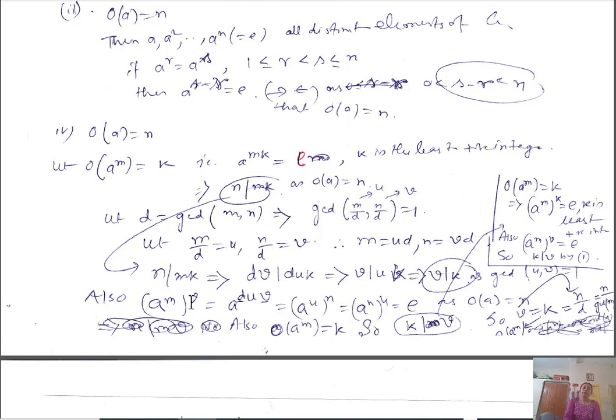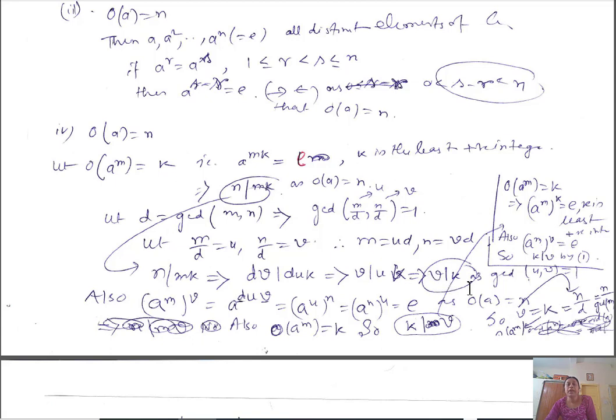Okay, so I am applying the definition of the order of a to the power m. By the definition, k is the least positive integer for which (a to the power m) raised to the power k is e. Now I am getting a to the power m raised to another power v is e. So by the definition of order, k must divide v. So from here I conclude k divides v.